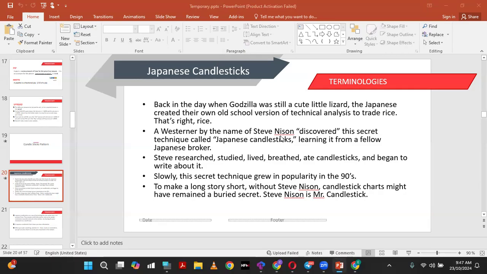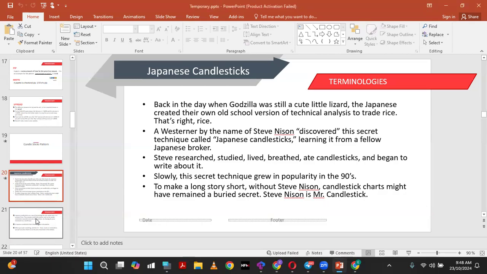A Westerner by the name Steve Nison discovered this secret technique called Japanese candlesticks, learning it from a fellow Japanese broker. Steve researched, studied, lived, and breathed candlesticks, and began to write about it. Slowly, this secret technique grew in popularity in the 90s. To make a long story short, without Steve Nison, candlestick charts might have remained a buried secret. So Mr. Steve Nison made it possible for us to have this.